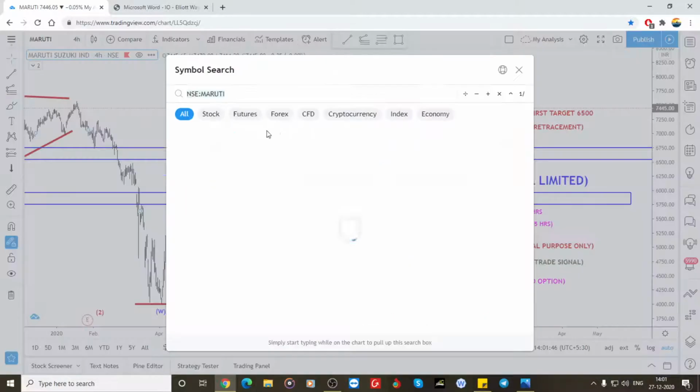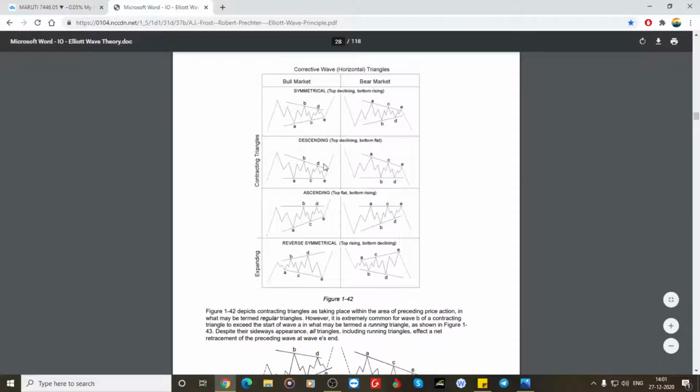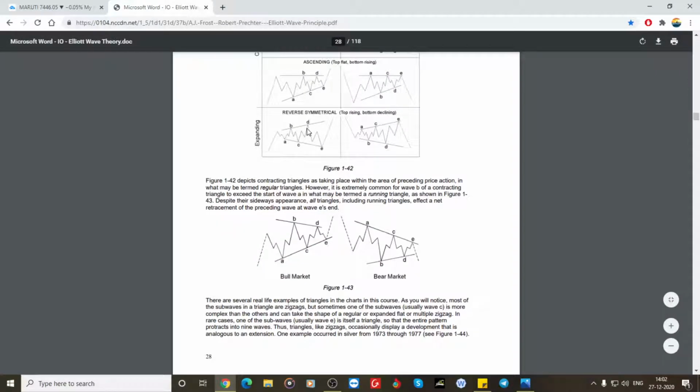So I hope you enjoyed these triangle patterns. I will recall: symmetrical triangle, descending triangle, ascending triangle. Don't go too deep in this; we know it, just a triangle is sufficient for me. And this one is the expanded triangle I showed you, and this is the running triangle. This is the most important thing in this market nowadays.